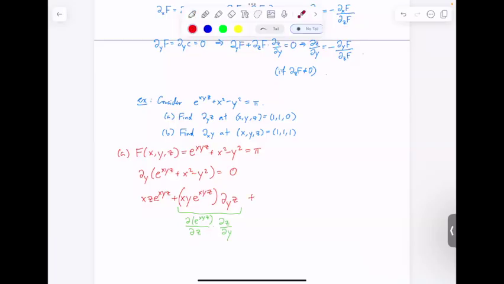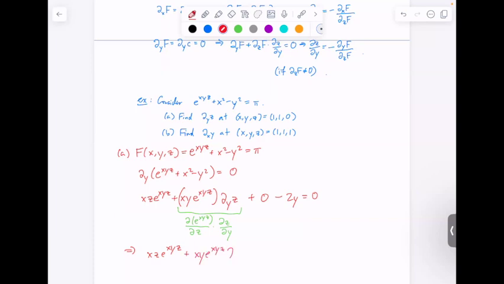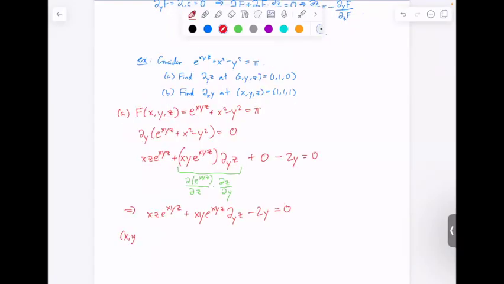Partial y of x squared. Well, x squared is just honestly x squared. x squared doesn't depend on anything. This is 0. Minus partial y of y squared. So that's 2y must be equal to 0. So let's clean this up a bit. This says xz e to the xyz plus xy e to the xyz partial y of partial z minus 2y is equal to 0. Now at xyz is equal to 1, 1, 0.